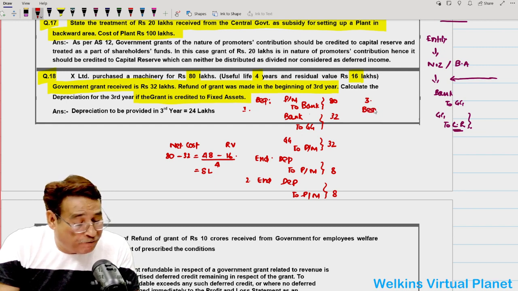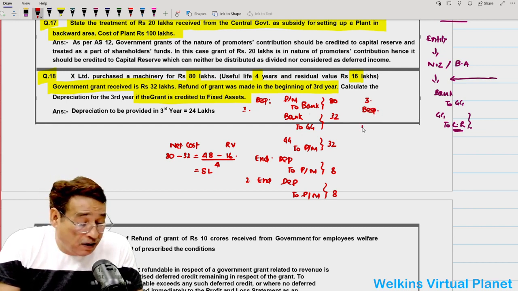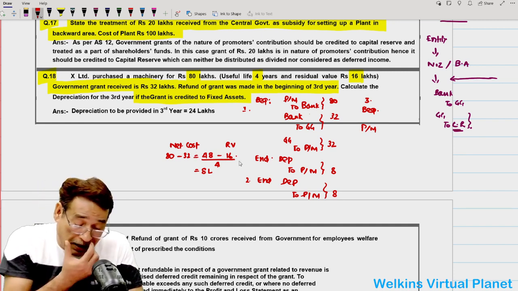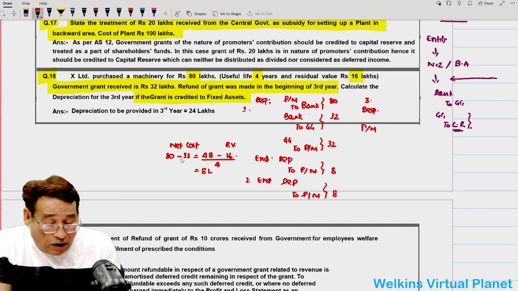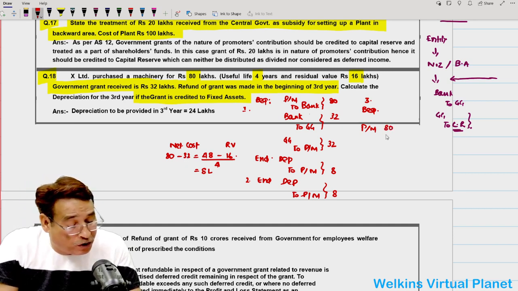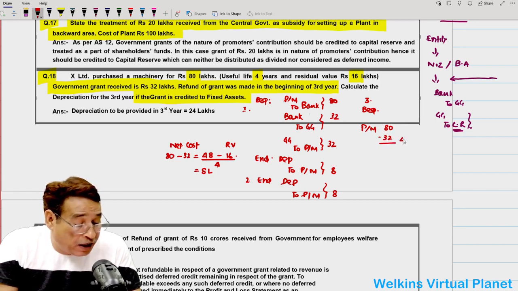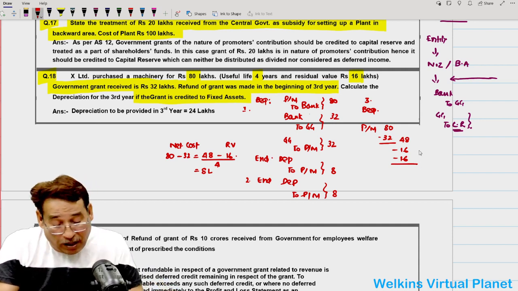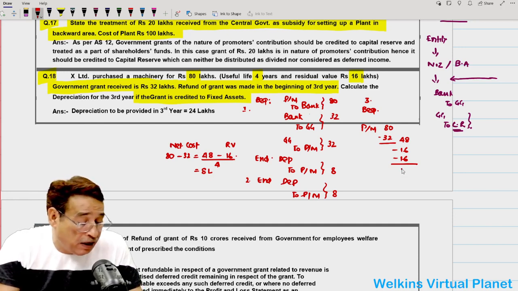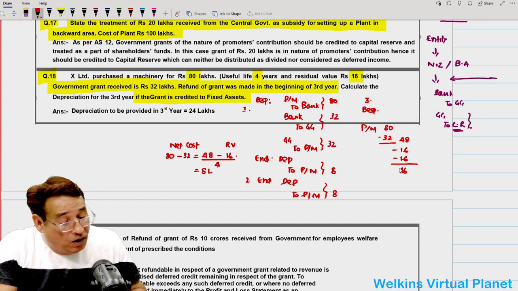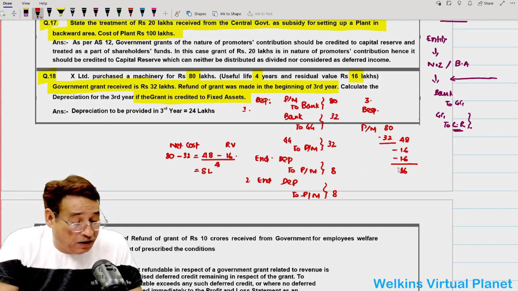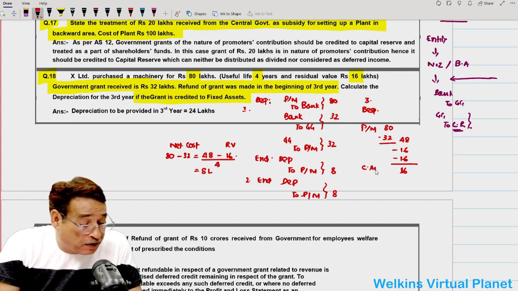Now in the beginning of the third year, first of all, what is the carrying amount of the asset, the carrying amount of plant and machinery? Initial cost was 80, we subtracted 32 lakh, net cost became 48 lakh. Then we provided depreciation for the first year and for the second year also. That means total 32 lakh worth of depreciation we have provided. So 48 minus 32 is equal to 16 lakh. So at the beginning of this third year, the carrying amount of plant and machinery is equal to 16 lakh.